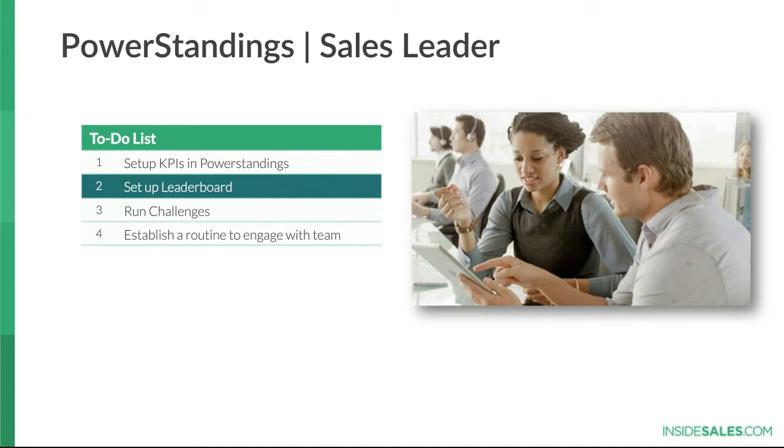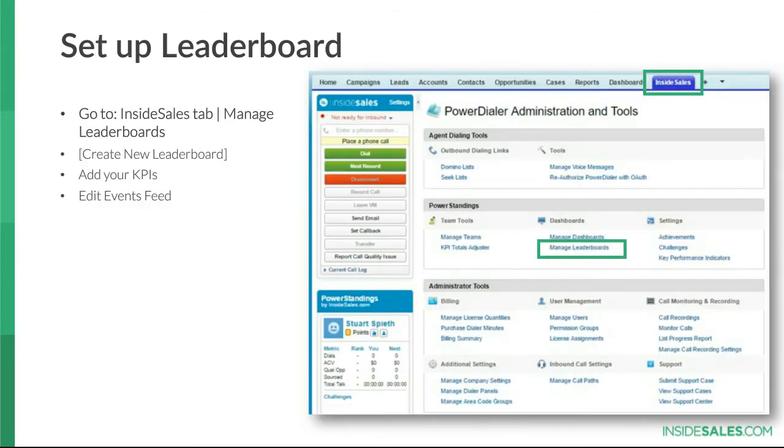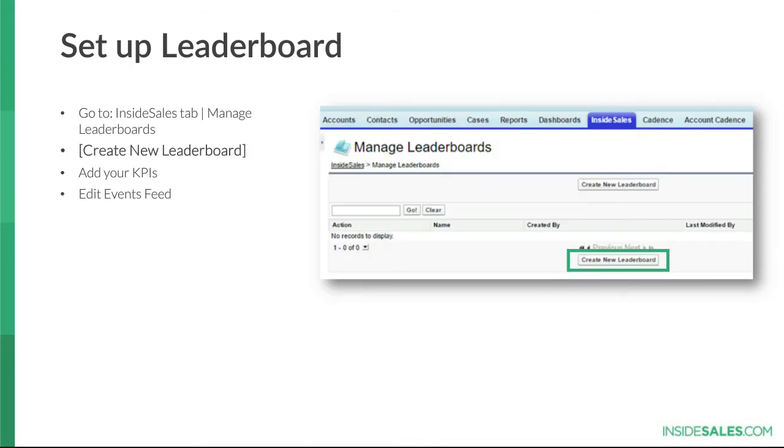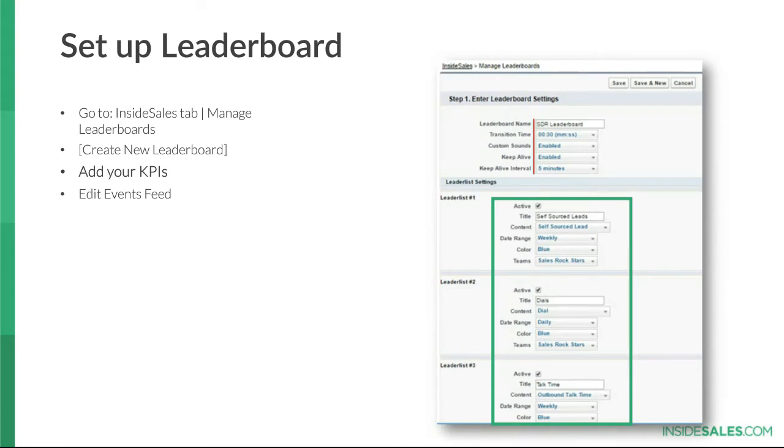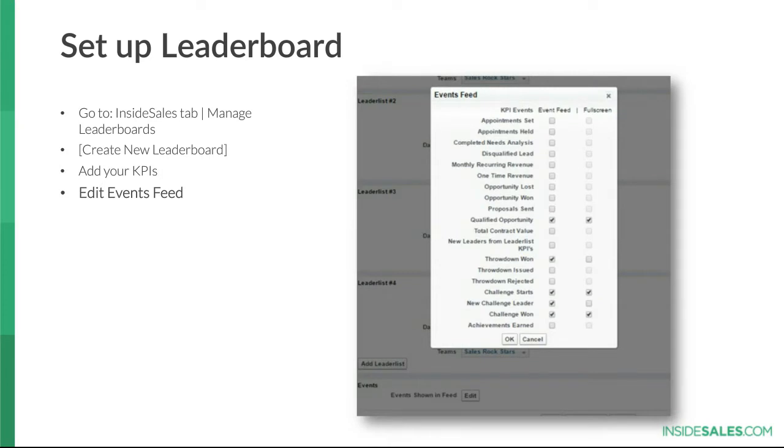Step 2, it's time to set up your leaderboard. With your KPIs decided, now you can come in here, go to the Inside Sales tab, click on Manage Leaderboards, create new leaderboard, and now you can add the KPIs you have active. You can select them and add them here to the leaderboard settings. I'm not going to go through every little field there, but you can see an example of how I've set it up.